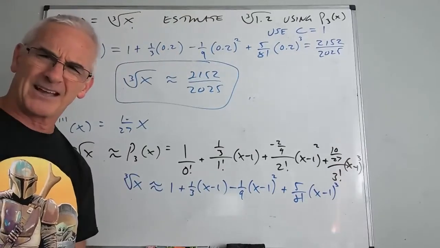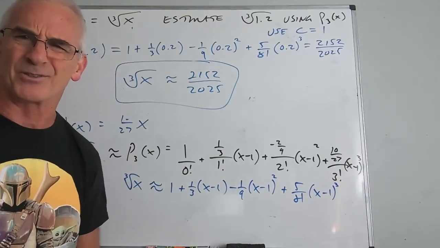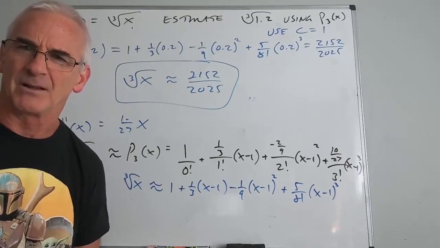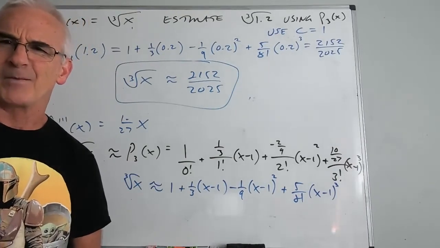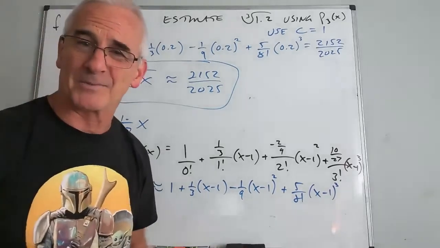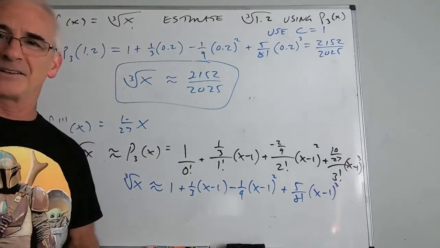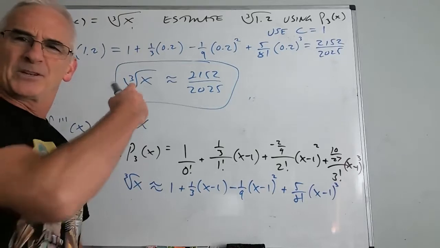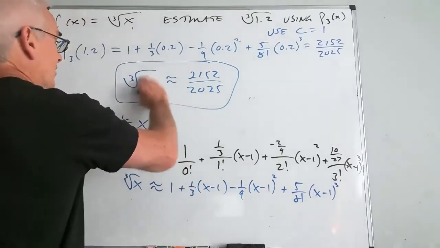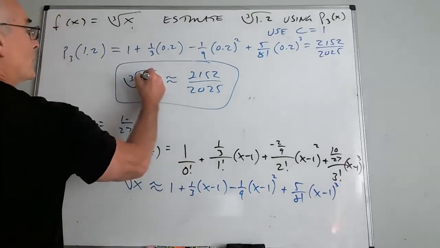Can we do better than that? How can I be sure that I didn't totally mess this up? Pretty sure I did it right. I could have lost a negative sign, made a bad calculation. Anybody got an idea? How can I be sure? Sorry, that should be the cube root of 1.2, sorry.